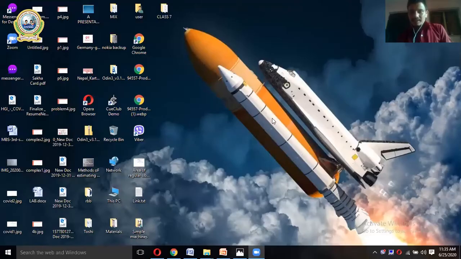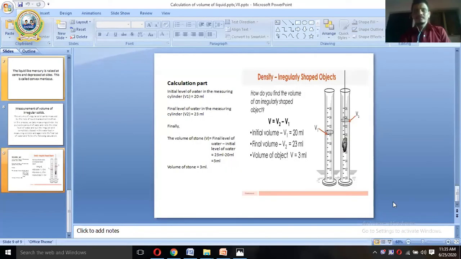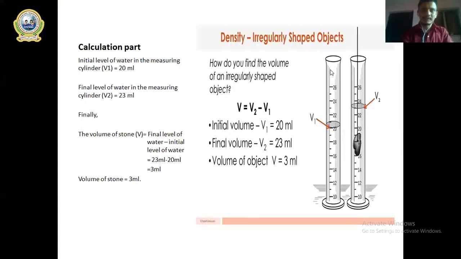Let me share the screen once again. Now you can see the calculation there. In this case, this device, the vertical one, is called a measuring cylinder. Let us put some amount of water in this cylinder, let's say 20 ml. The initial level of water in the measuring cylinder is 20 ml.